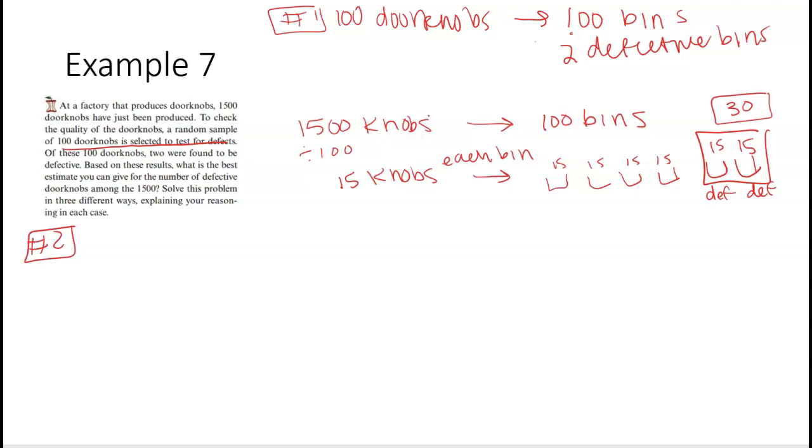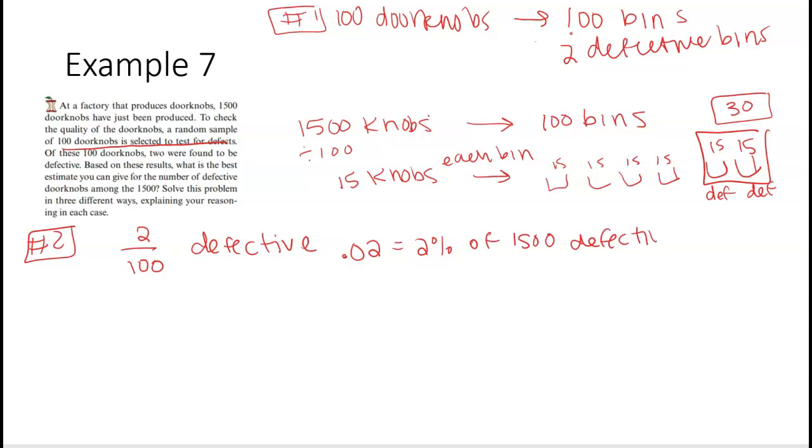All right, I know that 2 out of the 100 are defective. What is that as a decimal? 2 out of 100 is 0.02, which is 2%. So 2% of those 1,500 are going to be defective. So I could do 2 over 100 times 1,500, or I could do 0.02 times 1,500. Either way, I'm going to get 30. Okay, let's think about another method.